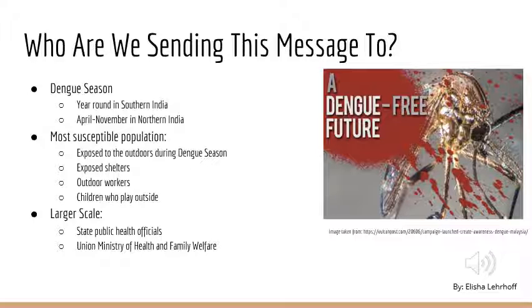We are sending this message to anyone that is exposed to mosquitoes or the outdoor air in regards to dengue fever in India. In the northern hemisphere of India, dengue fever is a concern from April to November, and in the southern hemisphere of India, dengue fever is a concern year-round due to their hot climate. The most susceptible population is really anyone that spends time outdoors. So that's workers that work outside, individuals that unfortunately live on the streets or in the slums, individuals that don't have an enclosed shelter, anyone that cooks or spends time bathing outside, as well as children who may spend time playing or going to school in an outdoor environment.